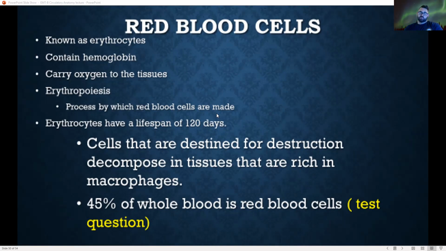45% of whole blood is red blood cells. 45% of your blood is what? Red blood cells.